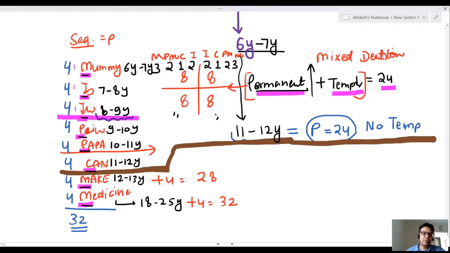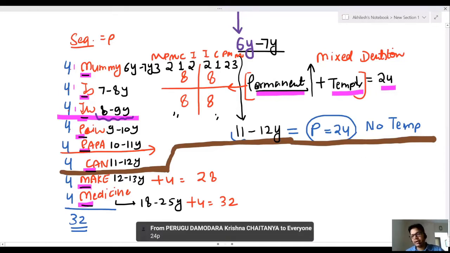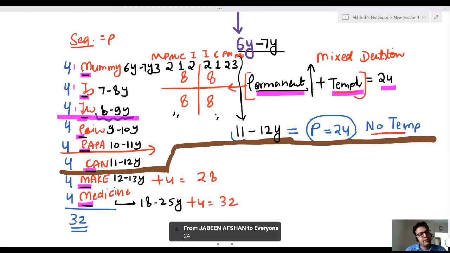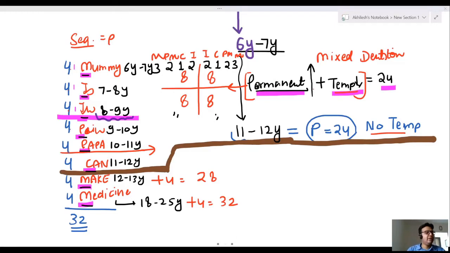11 to 12, 1, 2, 3, 4, 5, 6. 6 into 4, that is 24 permanent. Automatically, it is 0 temporary. It means, sir, when you enter the 11 to 12 year, there are no temporary teeth. After that, you only have permanent teeth. 4 permanent added to 28 is 32.